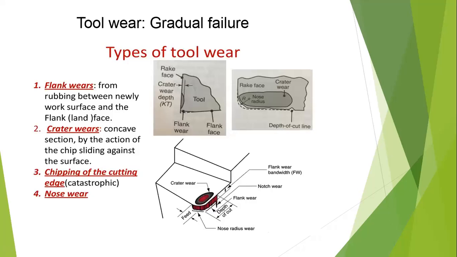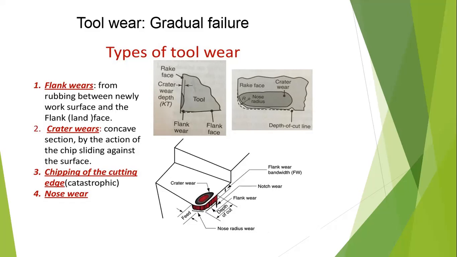There is tool wear, the gradual failure of the tool. Gradual wear occurs at two principal locations on the cutting tool: the top rake face and the flank. There are four types of wear: flank wear at the edge of the cutting surface, and crater wear on the top surface. Crater wear is also known as cavity wear.